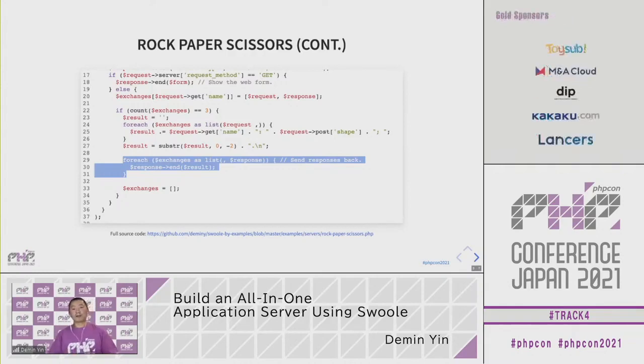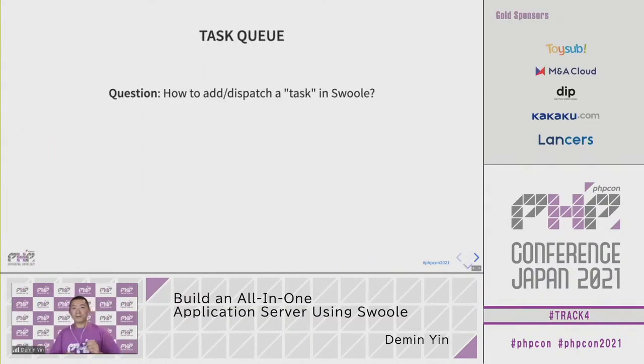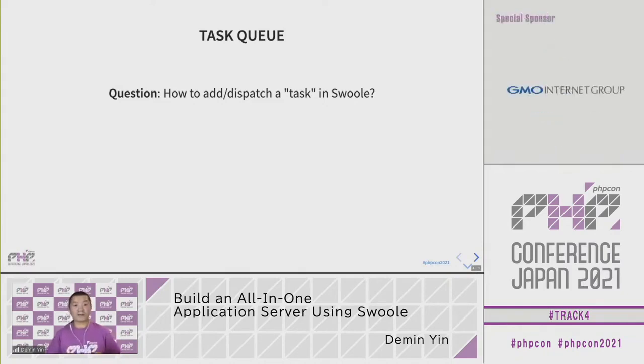Okay. So this part is about the web server, how to build a web server using Swoole. And then the next part we are going to discuss is how to support a task queue in our application server. Now, before digging into it, I'm going to ask a question, and this question is for someone who has played with Swoole before. The question is, how to add or dispatch a task in Swoole?